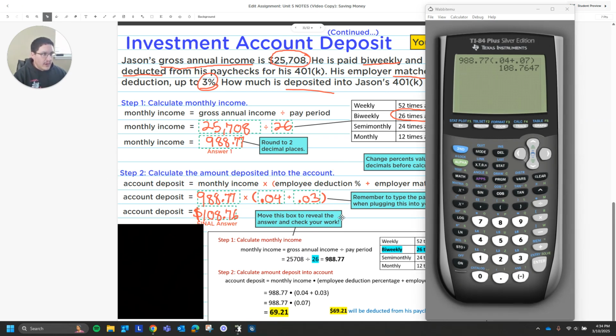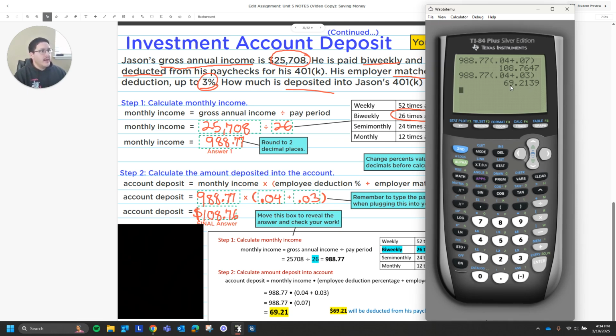Oh, I did this wrong. I just realized what my mistake was. So I'm going to go back right over here. I did 0.07. That should have been 0.03. And then there we go. So 69.21 is the actual answer.